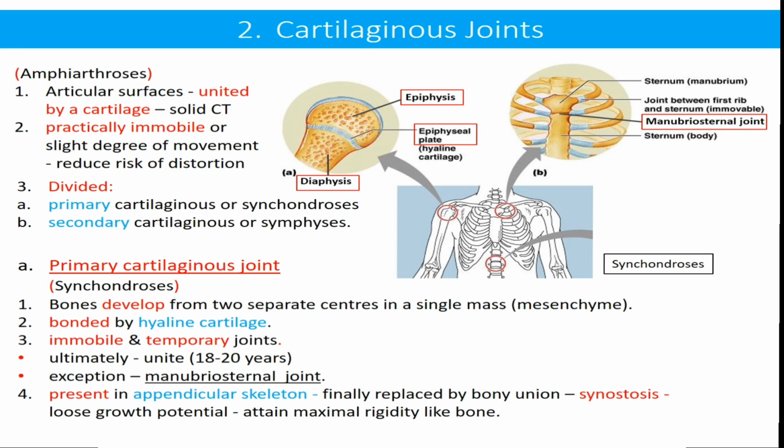Primary cartilaginous joints are present in the appendicular skeleton. They are finally replaced by bony union, that is synostosis. Hence, they lose growth potential and attain maximal rigidity like bone.